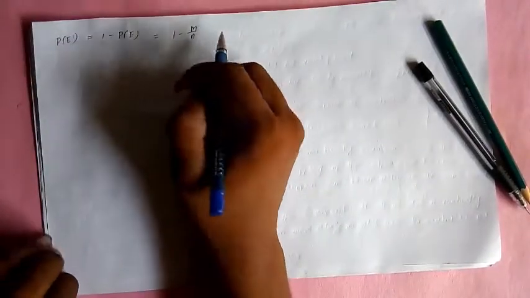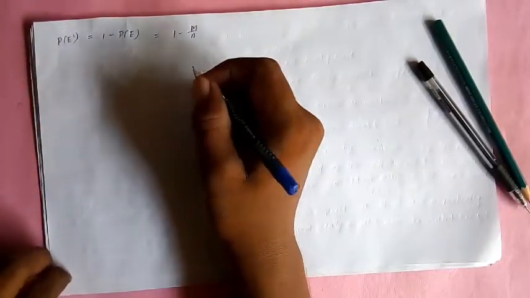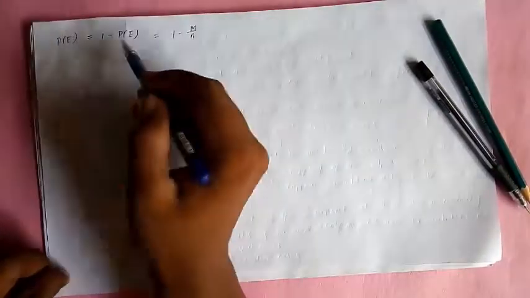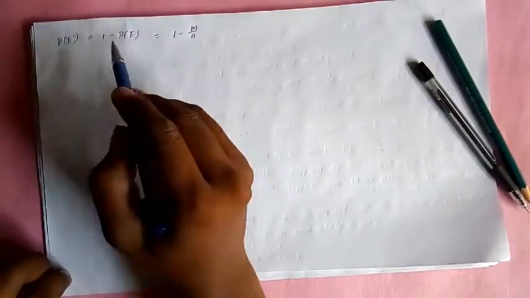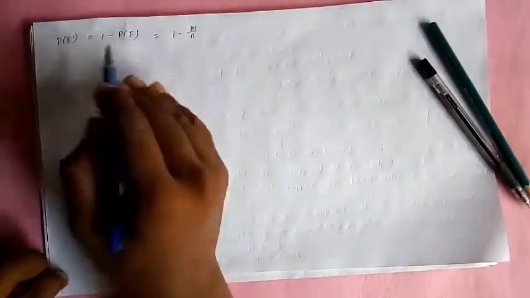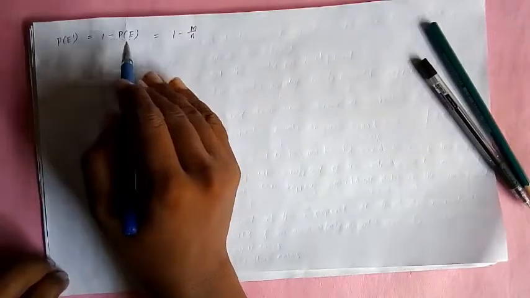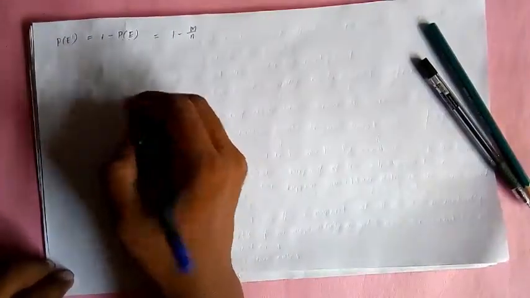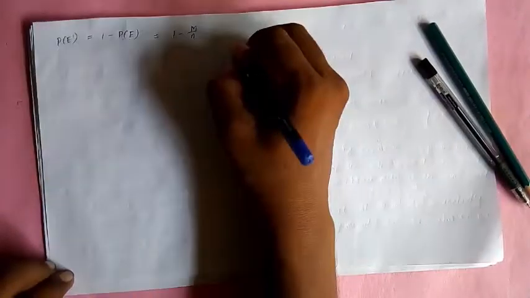In this P of E dash case, the event will not happen. In this P of E case, the event will happen. In this P of E dash case, the event is not happening, then the formula is this. If the event happens, the formula is only m by n. Okay, next, this can also be simplified.